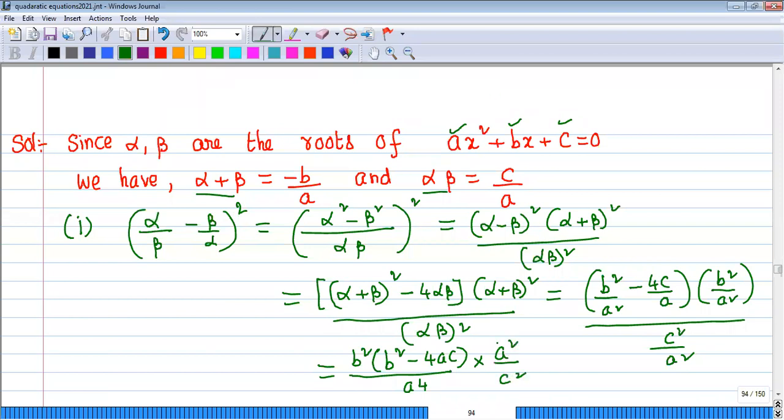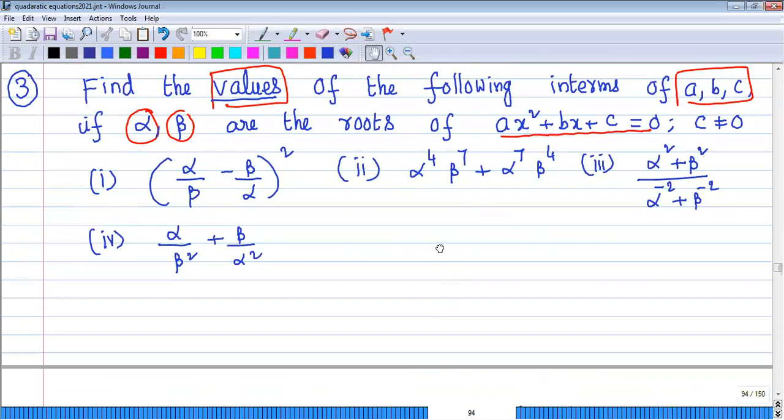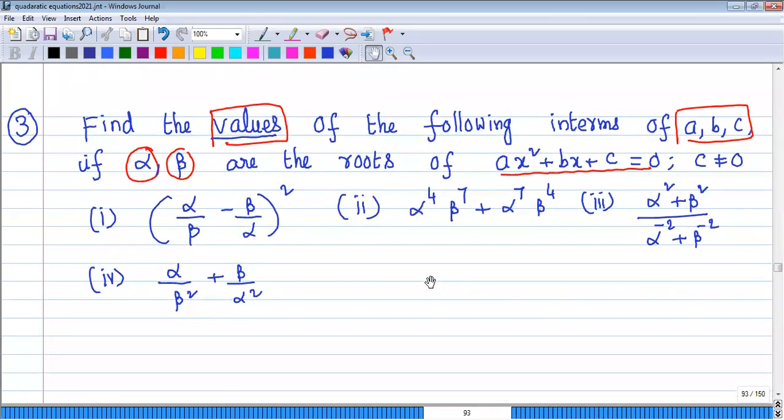So that means a square and a power 4 cancel, we get here a square. So this can be written for our convenience, b square times b square minus 4ac upon a square times c square. Enough, up to this step is enough. This is the first question we have discussed. This question discussion has been completed.